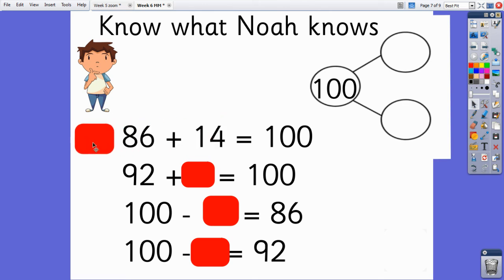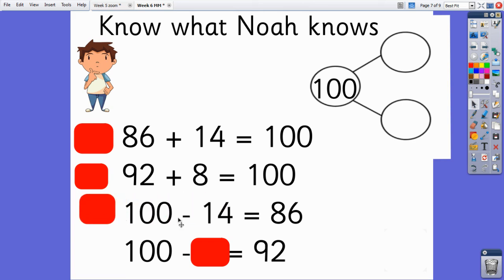86 adds 14 equals 100. 92 adds 8 equals 100. We're going to move on to subtraction. Now remember, you could have used your knowledge of inverse operations to work out your answers. That means we swap the numbers around to make the equation. 100 subtract 14 equals 86. 100 subtract 8 equals 92.